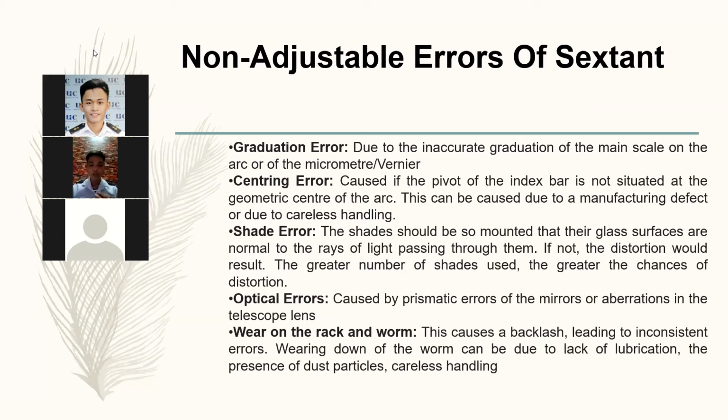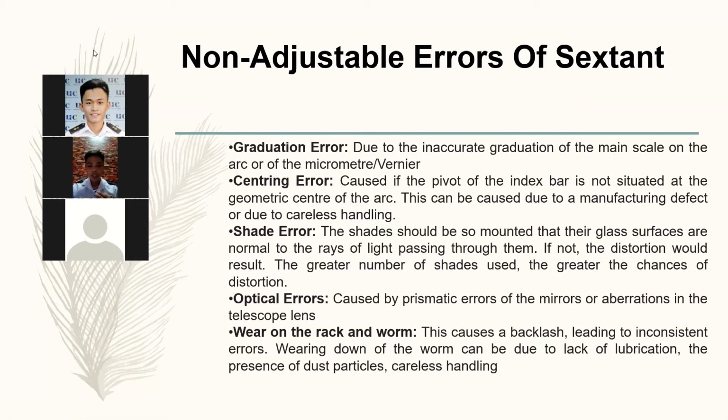Graduation error is due to the inaccurate graduation of the main scale on the arc, micrometer and vernier. Centering error is caused if the pivot of the index bar is not situated at the geometric center of the arc. This can be caused by manufacturing defect or careless handling. Actually guys, these errors are manufacturing defects. We cannot adjust this.